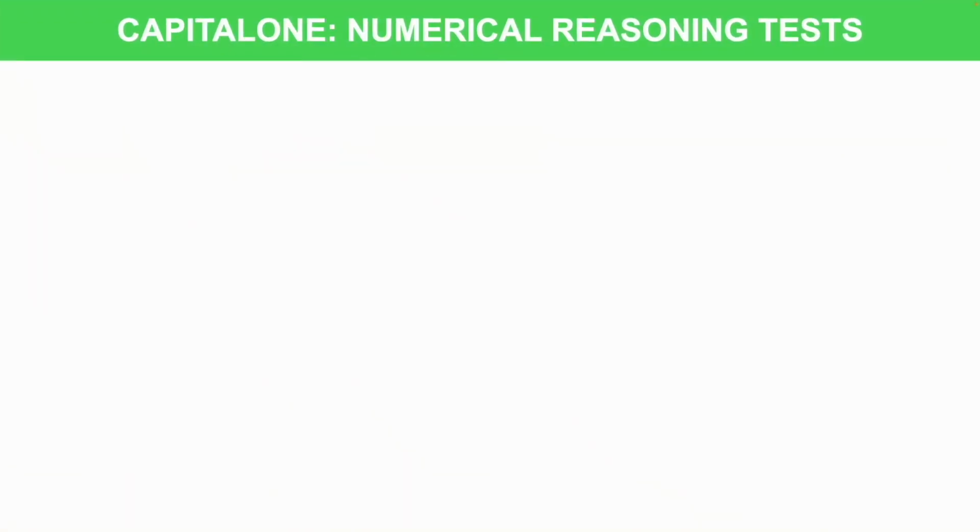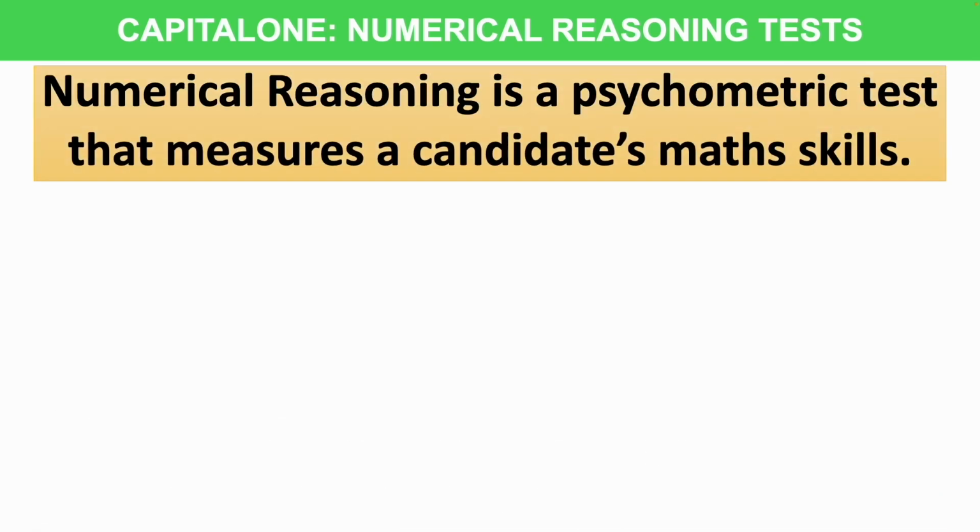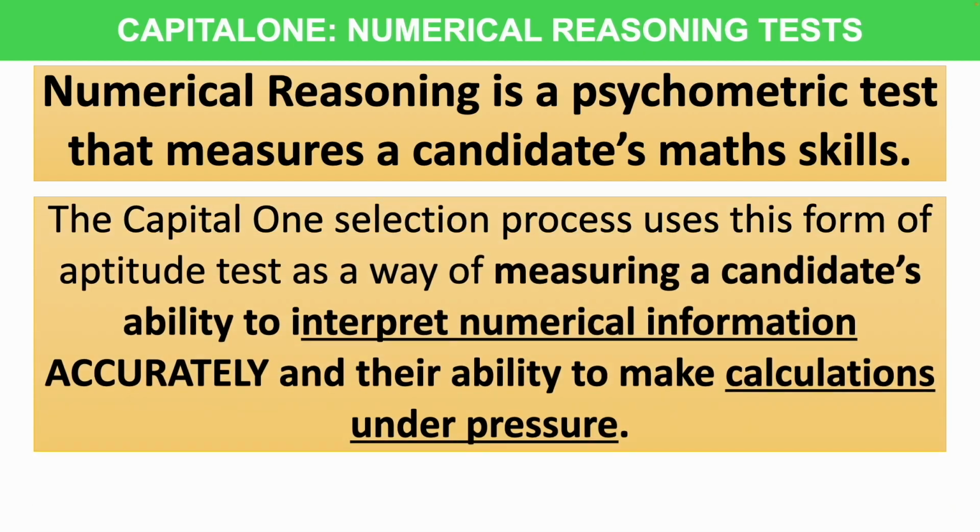Okay, let's take a look at numerical reasoning test questions first. I get asked all the time how to answer numerical test aptitude questions. So during your Capital 1 assessment, you will likely be required to sit a numerical reasoning test, and numerical reasoning is a psychometric test that measures a candidate's math skills such as charts, graphs and tables, as well as assessing your ability to use fractions, decimals and other basic arithmetic. The Capital 1 selection process uses this form of aptitude test as a way of measuring a candidate's ability to interpret numerical information and make calculations under pressure.